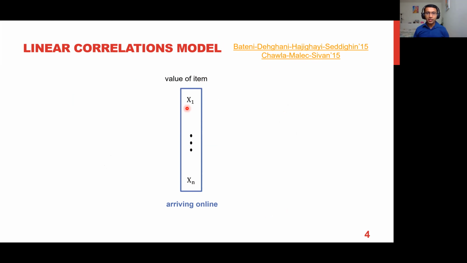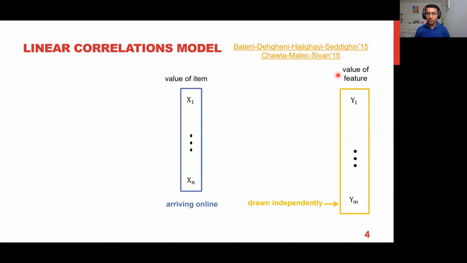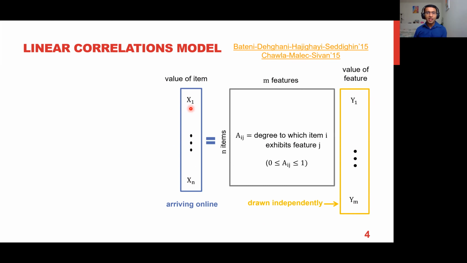They could be correlated, but there are some underlying features, y1 to ym, which are basically affecting the values of these items. The values of these features are drawn independently from some known distributions, and they're affecting the values of your houses in a linear way, via some linear matrix. So a matrix where the Aij entry basically denotes how much item i's value is affected by feature j.